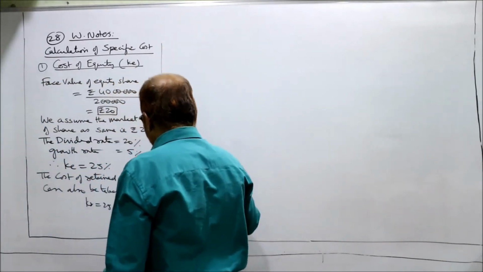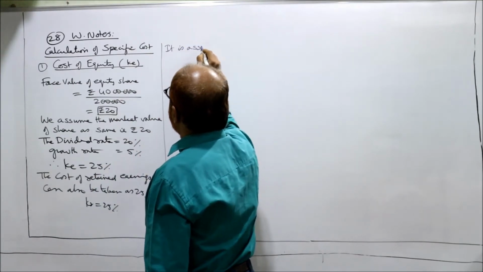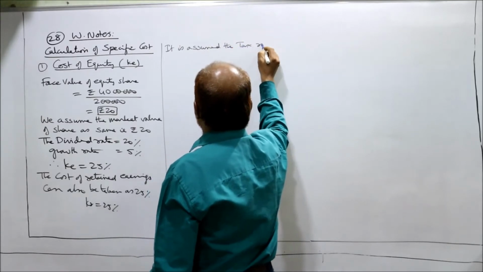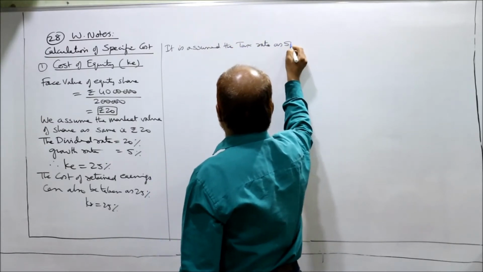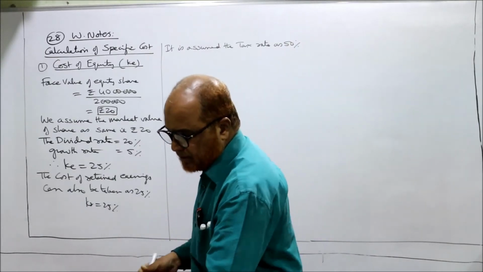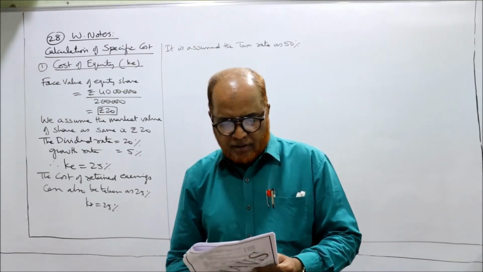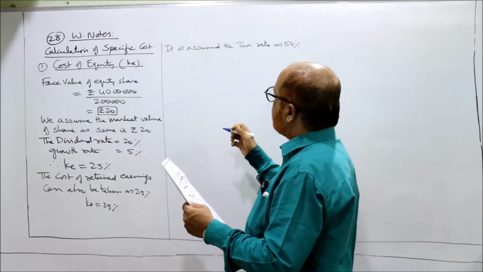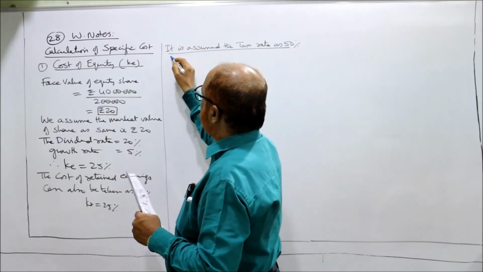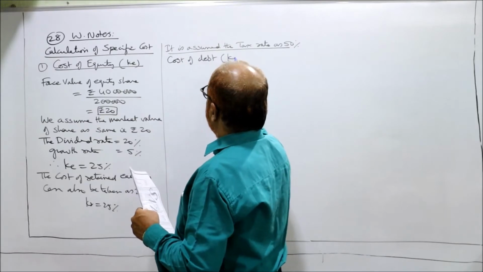Now, it is assumed the tax rate as 50%. We assume the tax rate as 50%. It is not given in the problem. That's why we have made the assumption. Now, debentures. Cost of debt, KD.